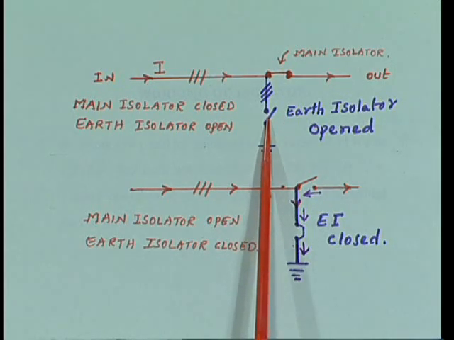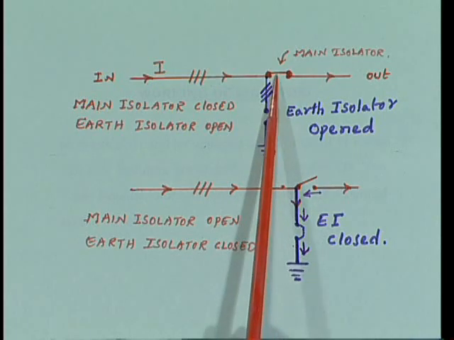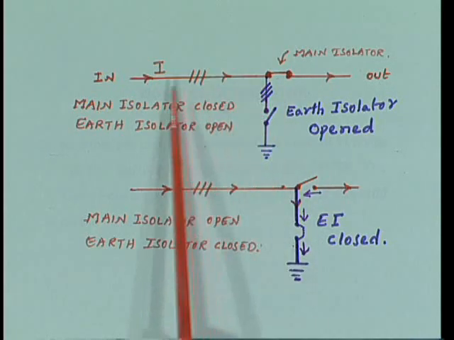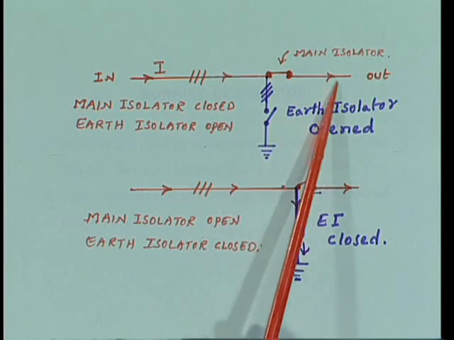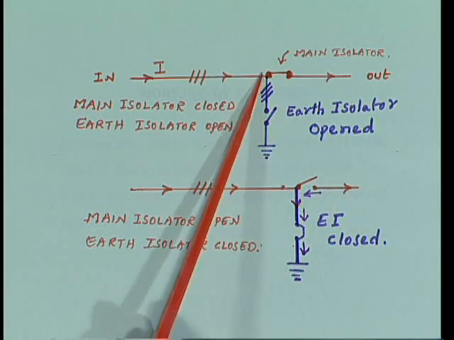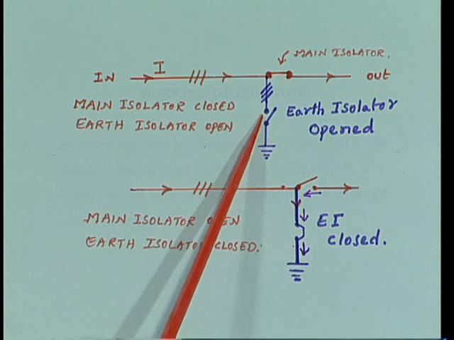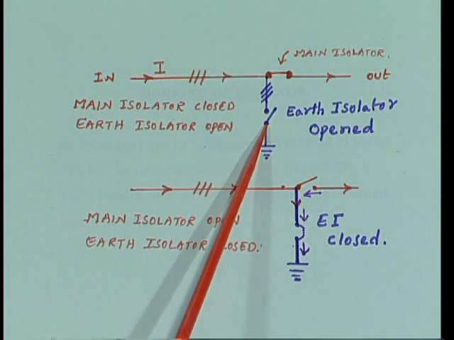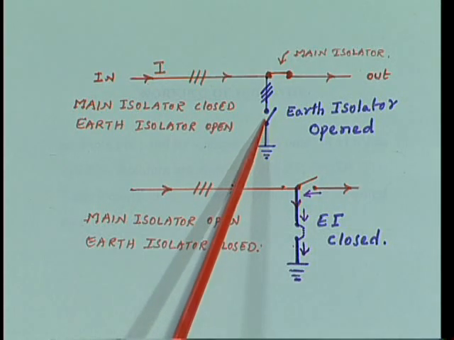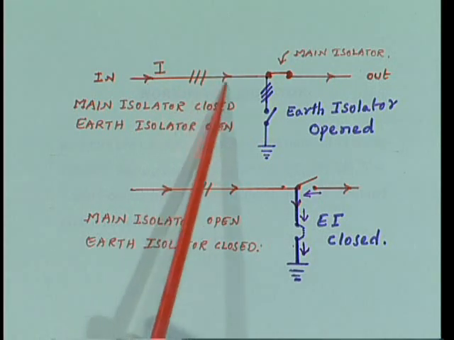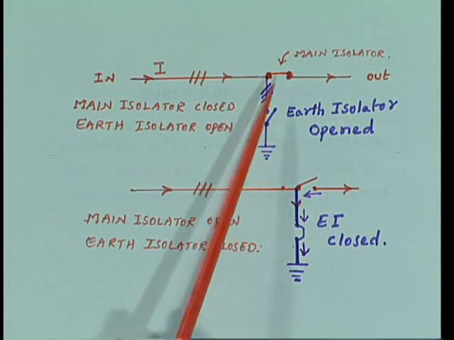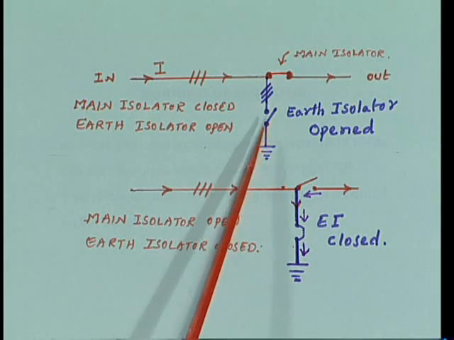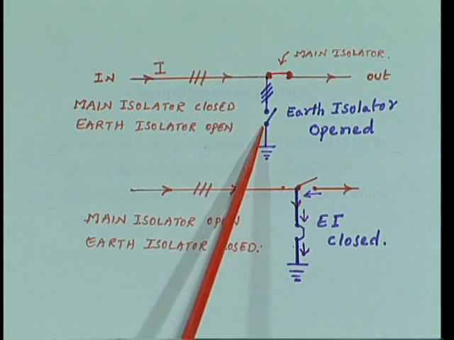Now, this earth isolator is open, whereas this main isolator is closed. So, current comes and passes through the main isolator to the equipment. And current also comes, but it stops here because the earth isolator is open. We are not supposed to close it, because our purpose is the current should go to the equipment, not come back to the ground. So when the main isolator is closed, the earth isolator is supposed to be open.